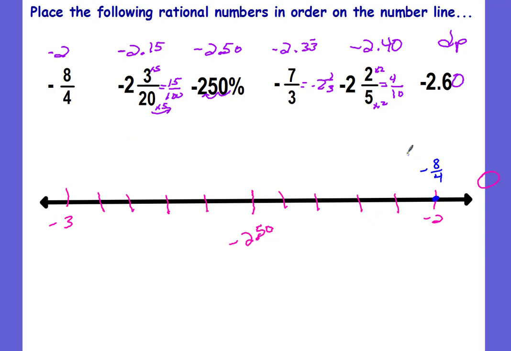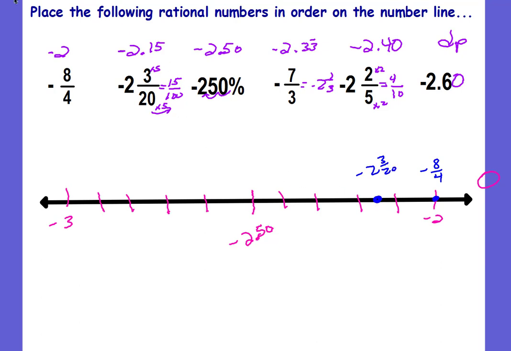Negative $2.15. All right, this is negative $2.50. So as I start at negative 2, next would be negative $2.10, negative $2.20, negative $2.30, and so on. So I'm going to fall in between the negative $2.10 and the negative $2.20. This is my negative $2.15, which in rational number form, the original form, would be negative 2 3/20.